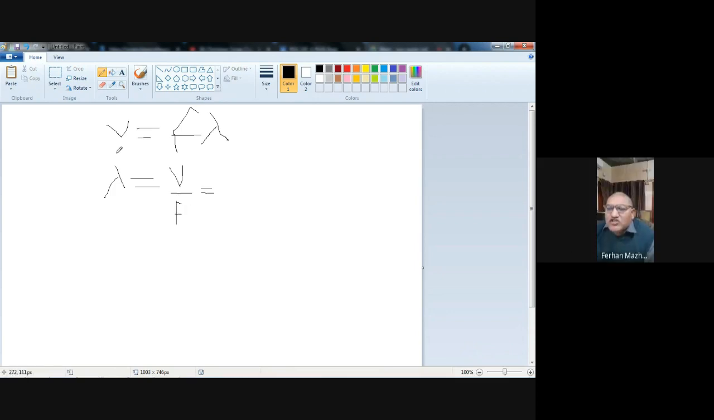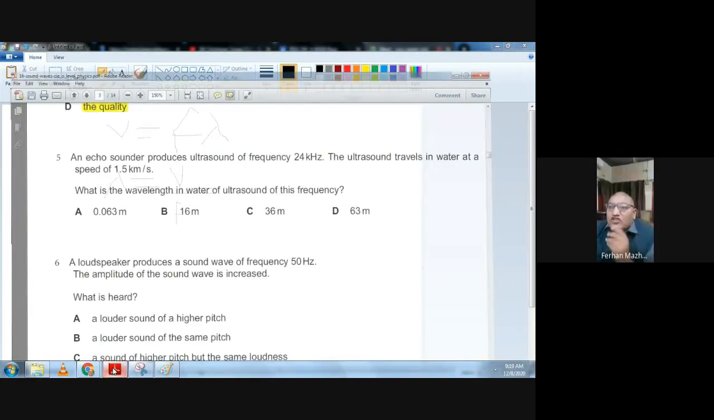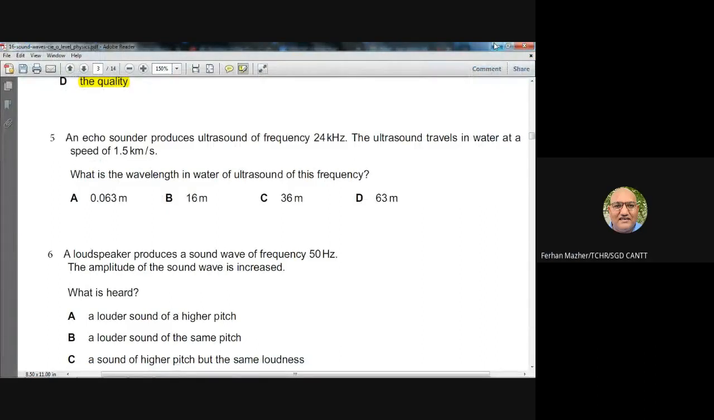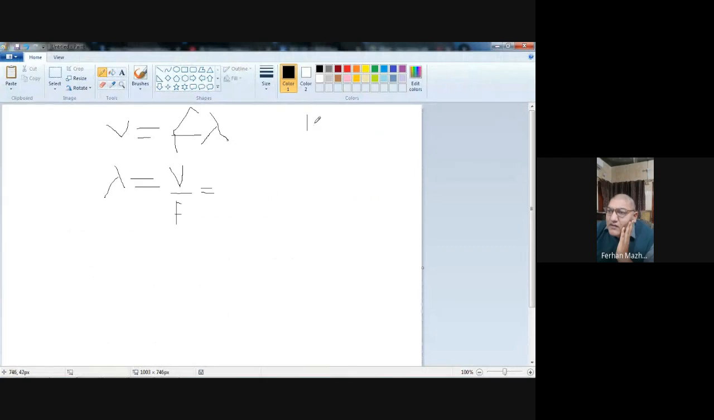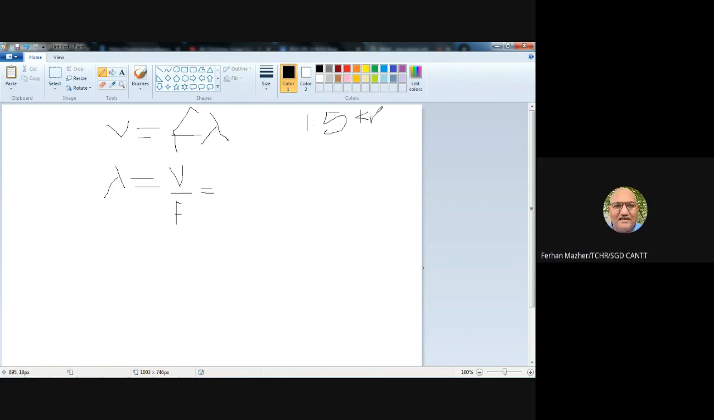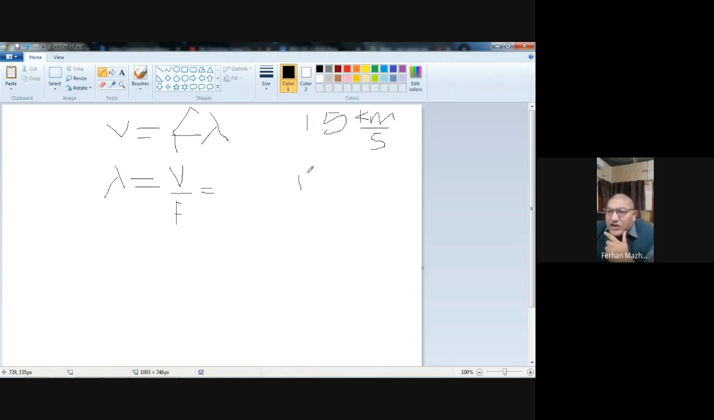Now the value of the velocity is 1.5 kilometer per second. If you want to convert it into meter per second, you simply multiply it with 1000, because in 1 kilometer there are 1000 meters. So I will multiply 1.5 with 1000, so it will convert into 1500.